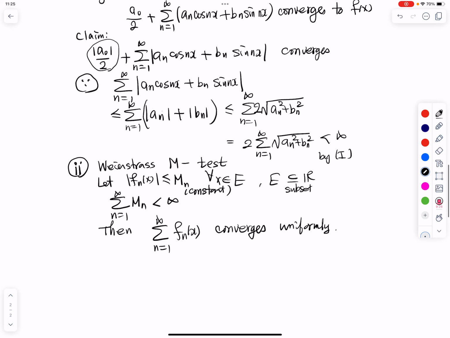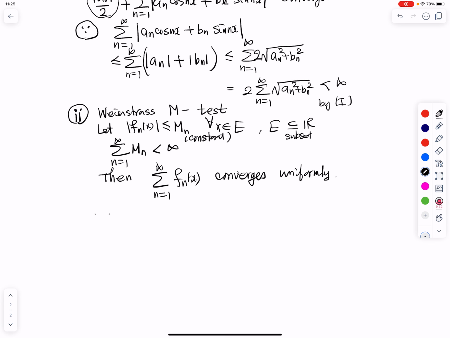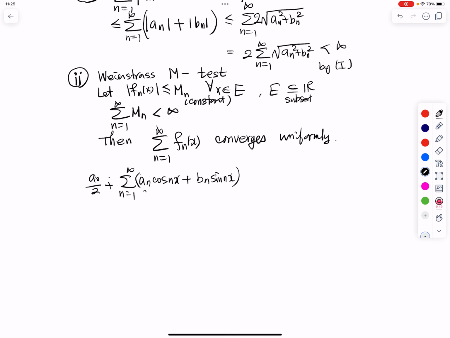So in part A, part 1, we already know that a0 over 2 plus the sum of an cosine nx plus bn sine nx is a Fourier series. And then I call this f. Look at here. Each term, an cosine nx plus bn sine nx, is less than or equal to 2 times the square root of an squared plus bn squared for each n.